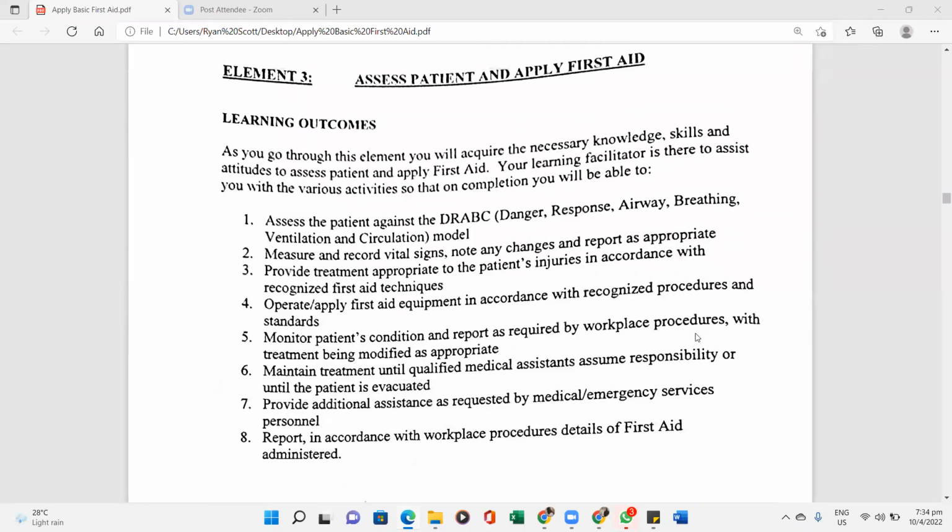All right. Now we're at element 3. It says assess patient and apply first aid. Okay, assessing the patient and applying first aid. When you assess the patient, it should go by the DRABC: danger, response, airway, breathing, ventilation, and circulation. That is the model that we use for our first aid.